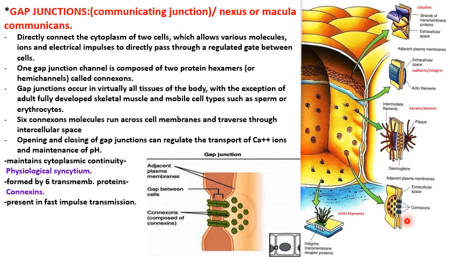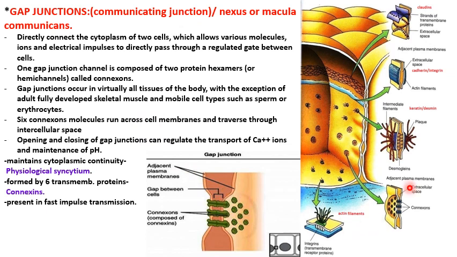The gap junctions occur almost in all tissues of the body, with the exception of adult fully developed skeletal muscle and mobile cell types such as sperm and erythrocytes.